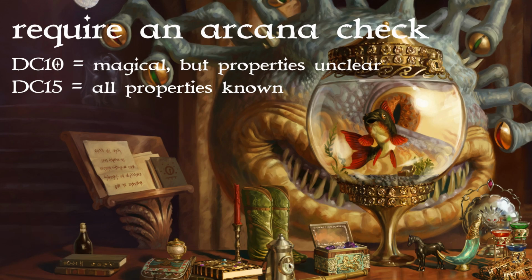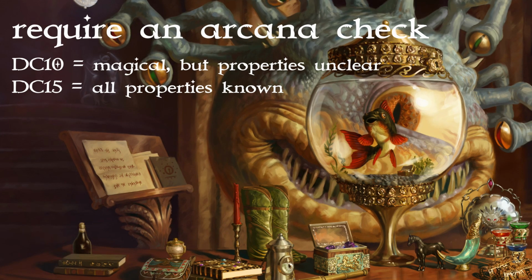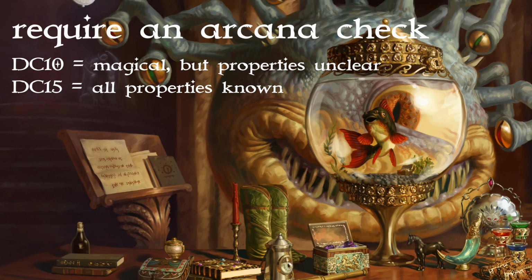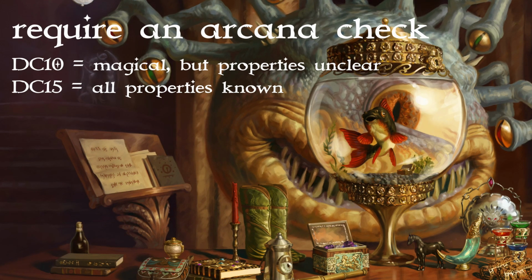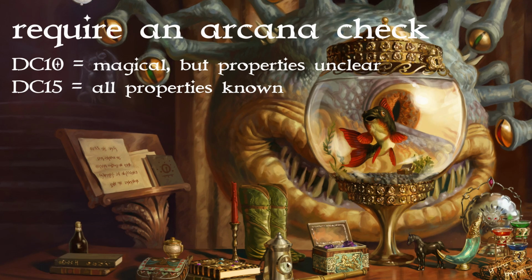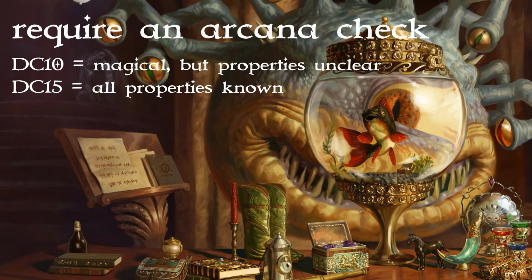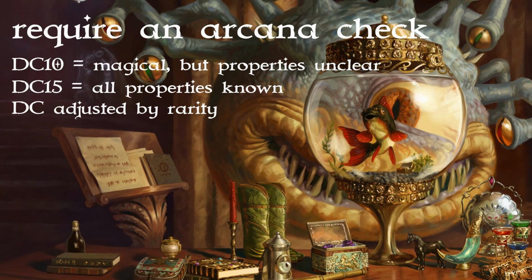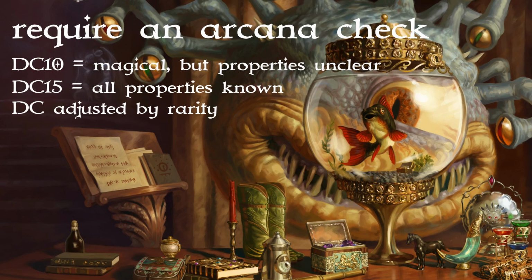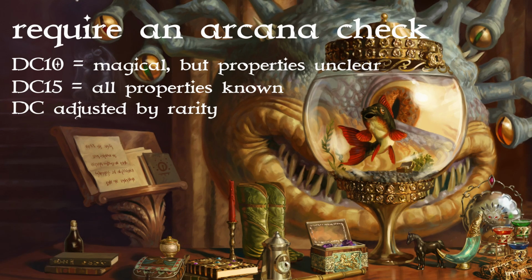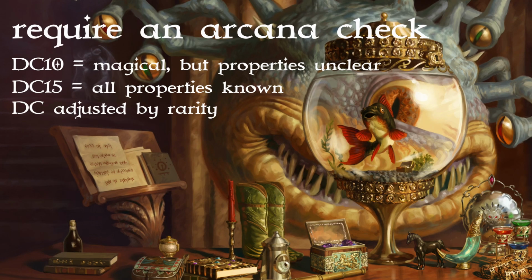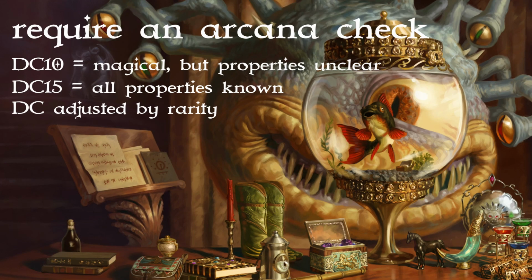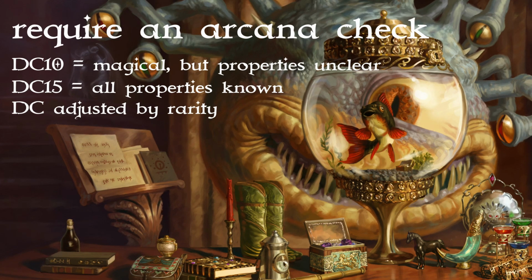But on a DC 15 or higher, the player actually identifies its uses, properties, and the number of charges should this apply. So basically, on a certain difficulty class set by you, the Dungeon Master, the player can figure out exactly what the magic item does and use it to its fullest potential. To add some nuance to this pretty simplistic rule, these difficulty classes can be made higher depending on the item's rarity, so that rare or very rare items are harder to identify than uncommon or common magic items, and so on and so forth. And of course, this is always up to you as a Dungeon Master to set those difficulty classes as you see fit.